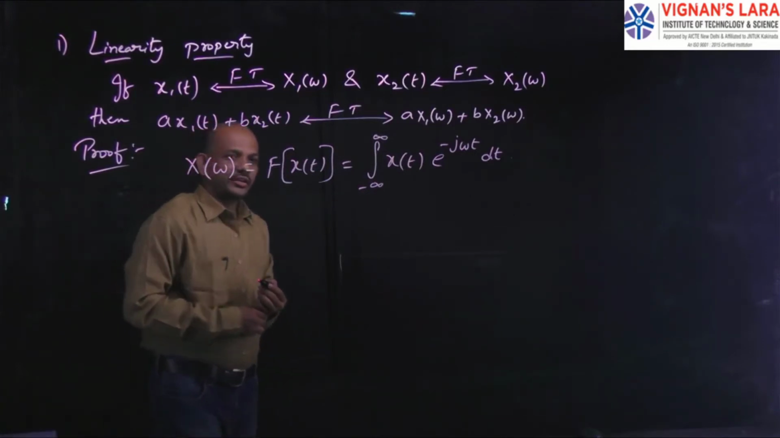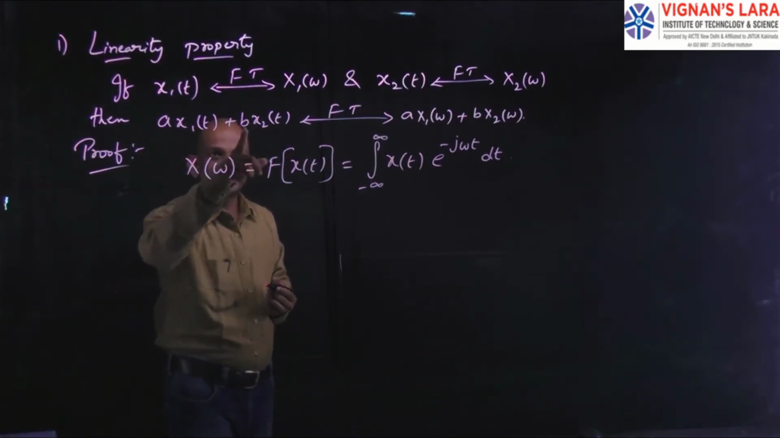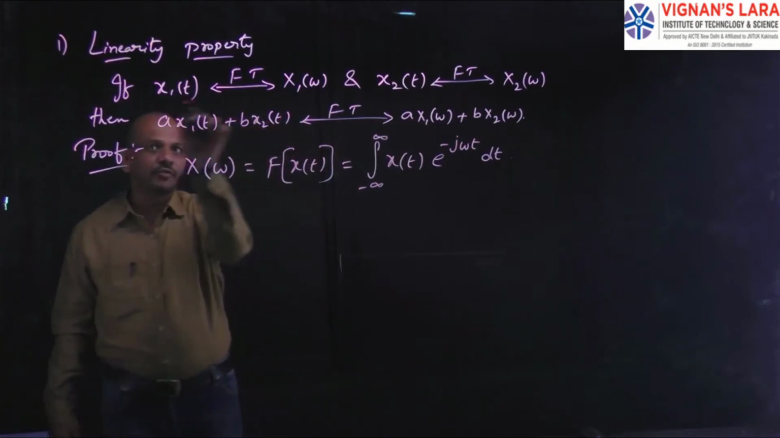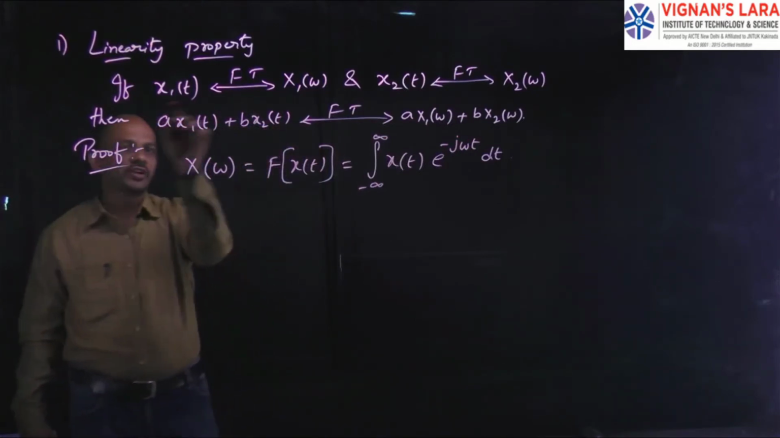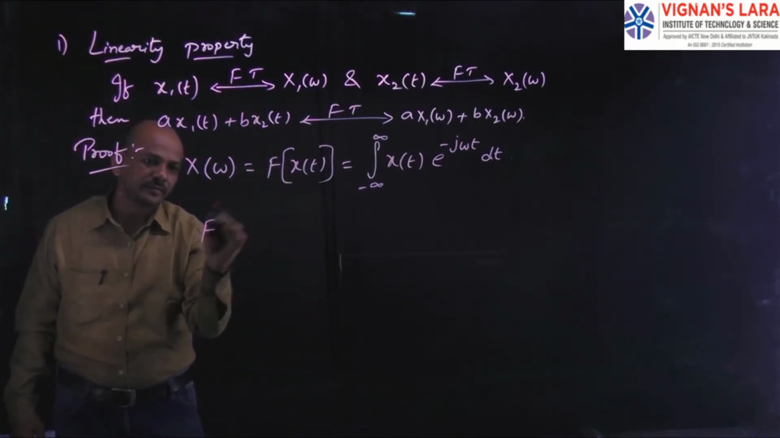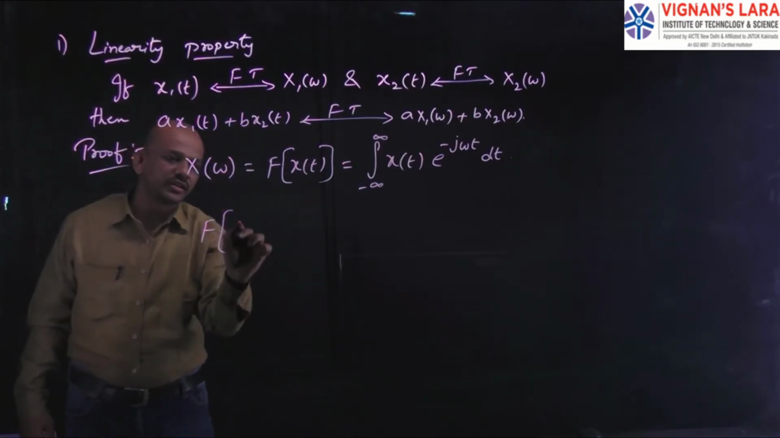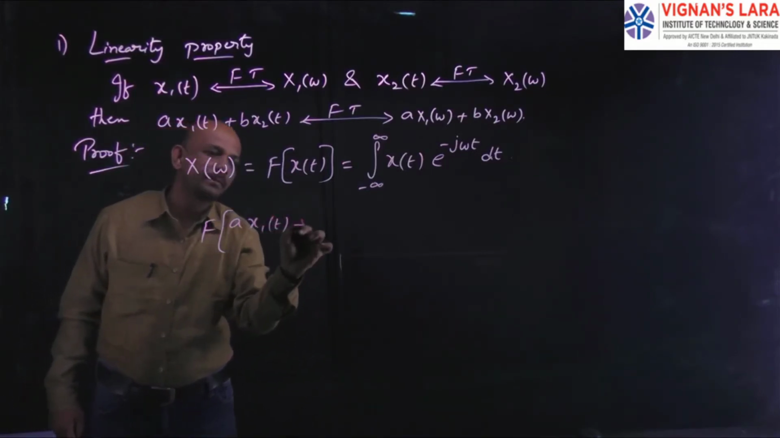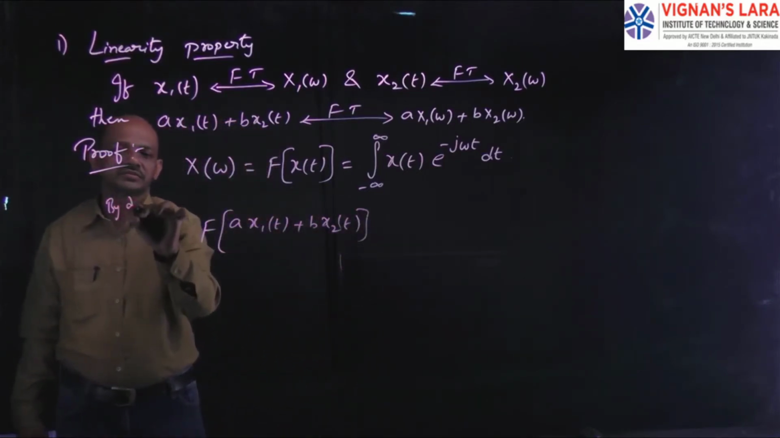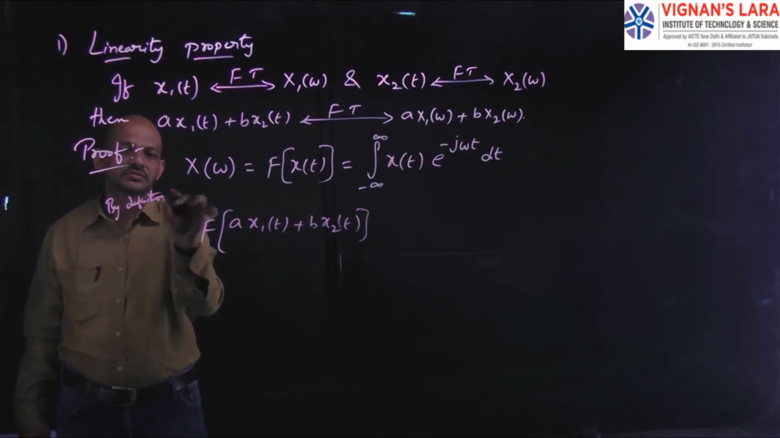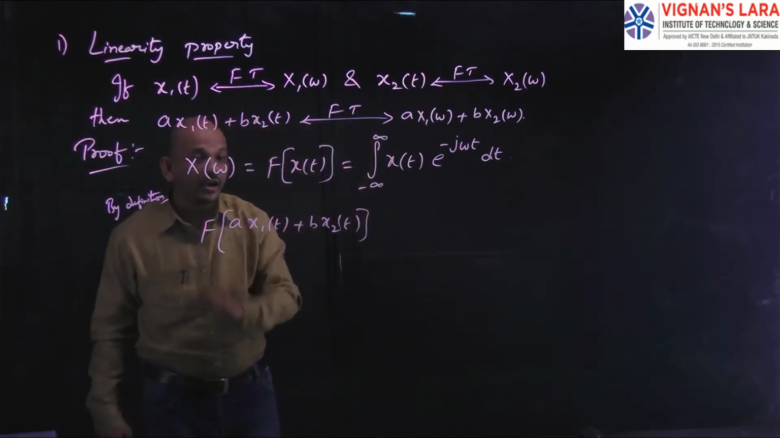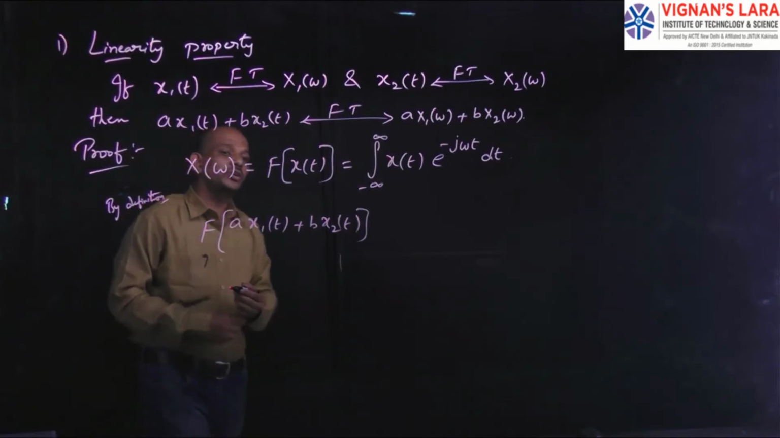So here in the linearity property, we have to prove that a into x1 of t plus b into x2 of t will have a Fourier transform a into X1 of omega plus b into X2 of omega. That means I need the Fourier transform of this signal. So by definition, or simply from the above formula, I can get the equation for the Fourier transform of a into x1 of t plus b into x2 of t.